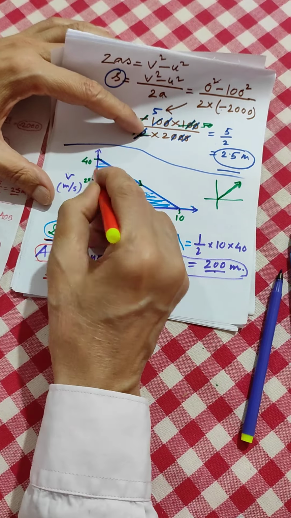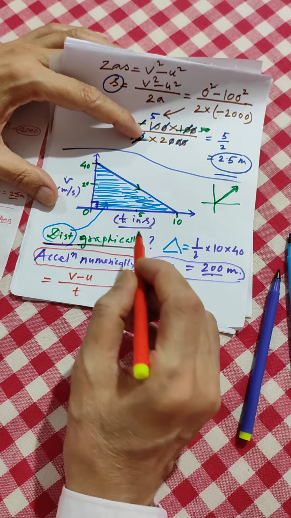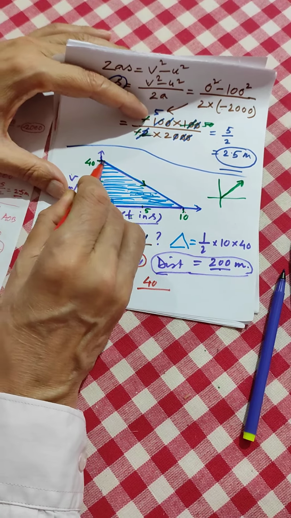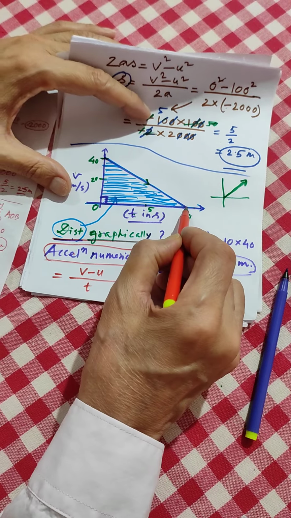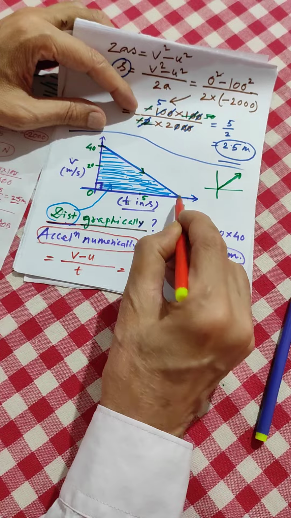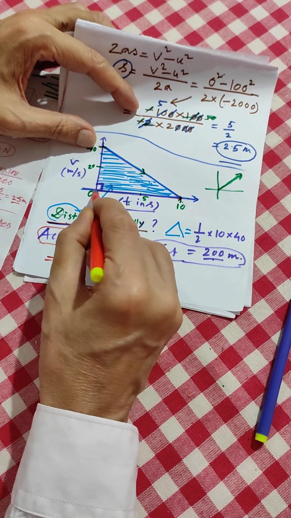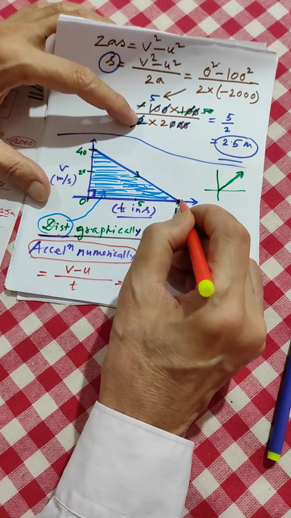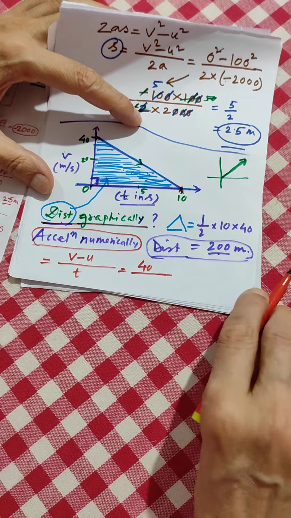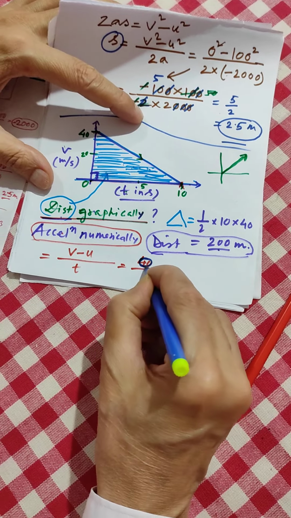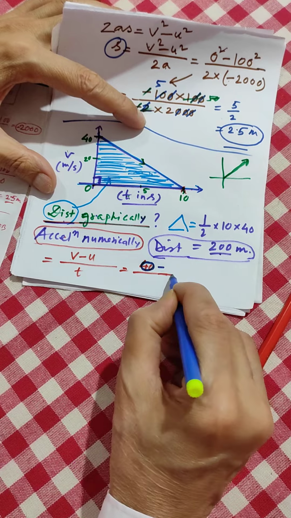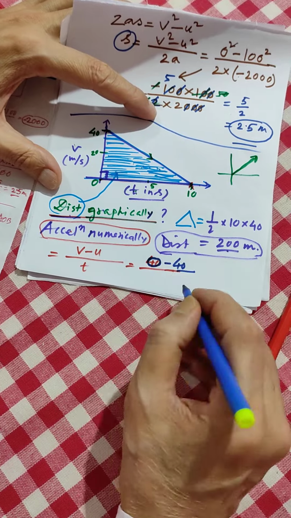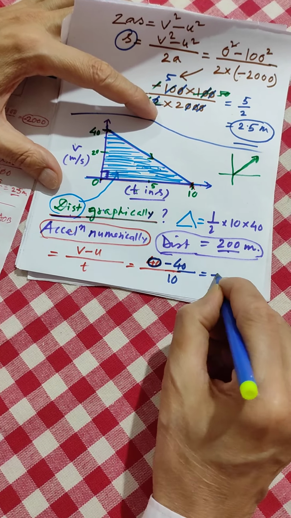Now what is v here? V is 0, because the initial u is 40, and finally the body comes and stops here. This is a retardation. So for this point velocity is 0, and for this point velocity is 40. So the final velocity is 0. The formula is v minus u by t, so 0 minus u. U is 40, by t. T is 10 seconds. So that means minus 4.